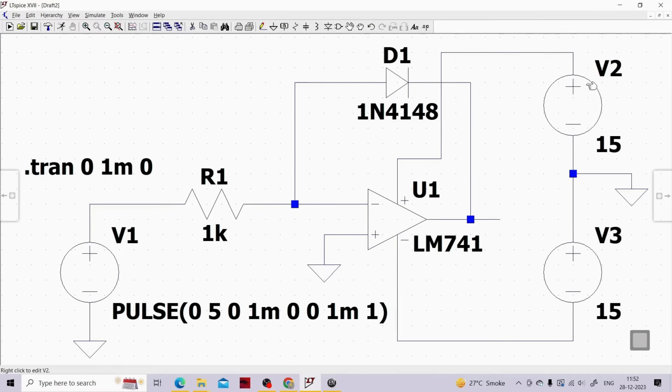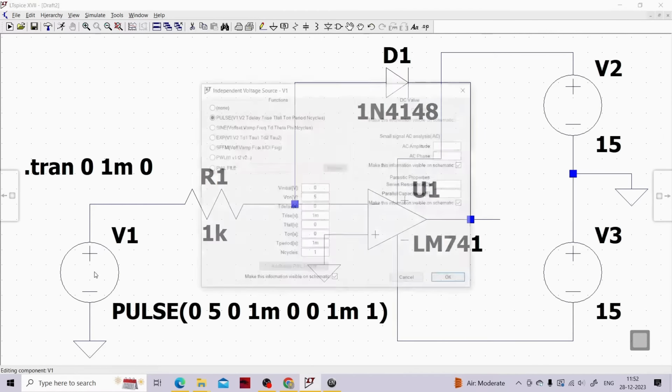This is the circuit that I had designed. I had taken supply voltages as plus 15, minus 15. The op amp that I had used is LM741. Obviously, in this entire course we are dealing with this particular op amp only. The diode that I had used is 1N4148. This is my resistor Rin, which is 1 kilo ohm. And this is my transient analysis, so I'm analyzing it from 0 seconds to 1 millisecond.